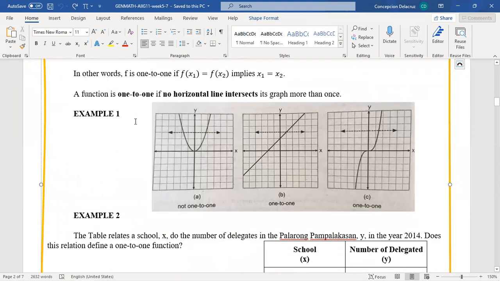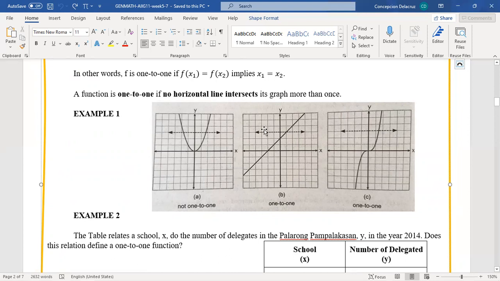So a function is one-to-one if no horizontal line intersects its graph more than once. In the last module, what we discussed was the vertical line test. Now, for one-to-one, we have the horizontal line test. So we test the graph by using a horizontal line. If it intersects twice, look at this example, letter A. If it intersects twice, 1 and 2, then that is not a one-to-one function.